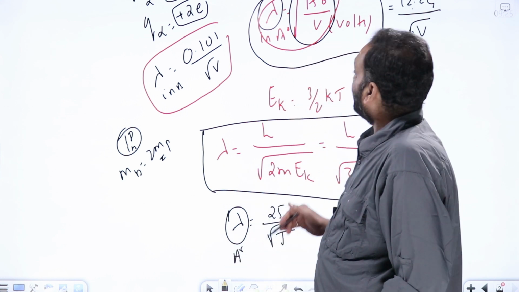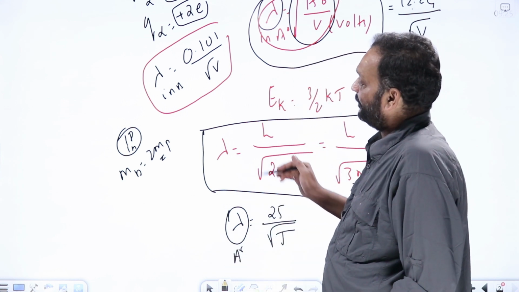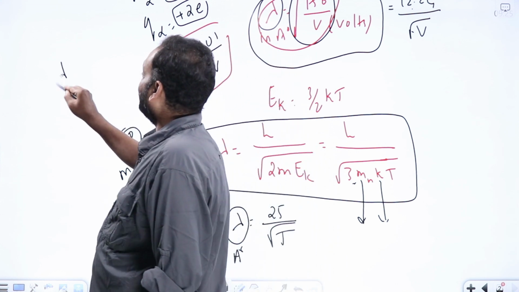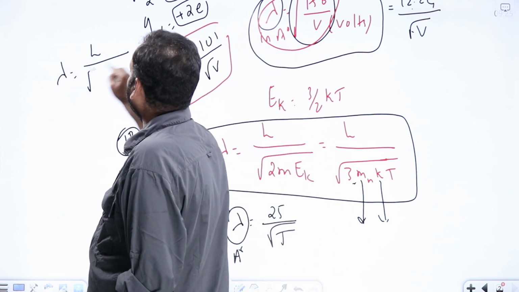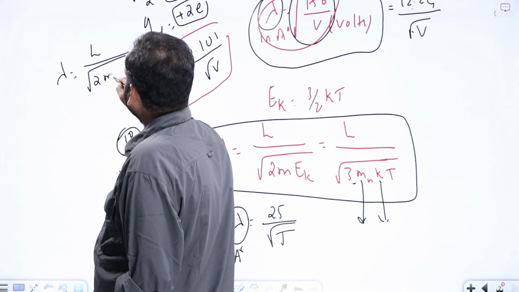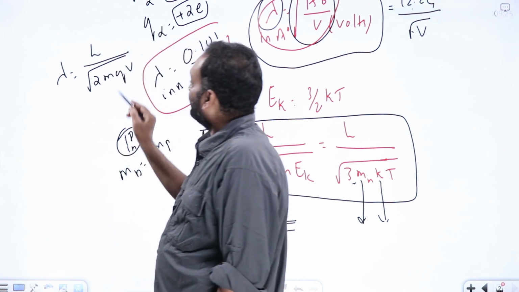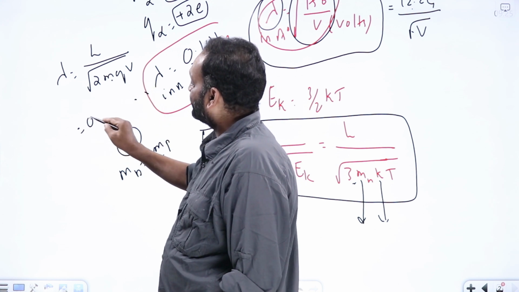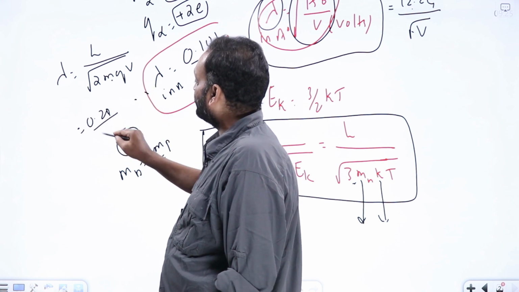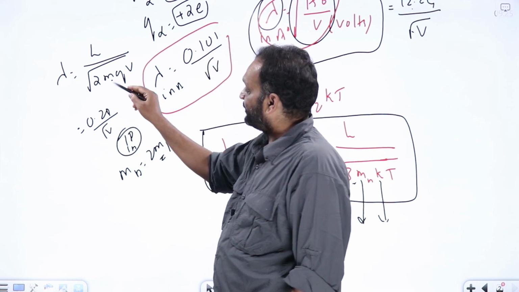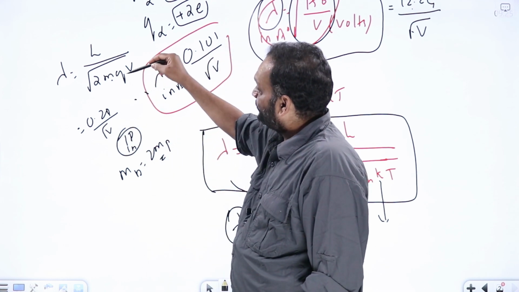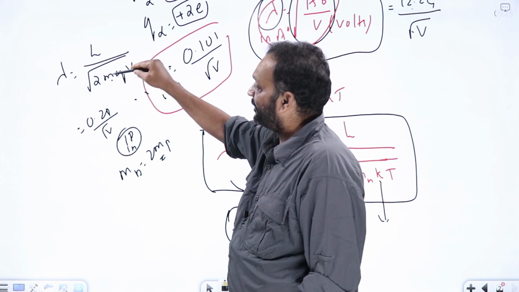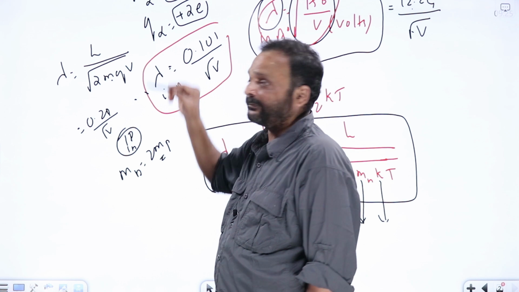So what will be the difference between the formula for proton and the formula for deuteron? Lambda equals h by under root 2mqV. When I put the mass of the proton and charge of the proton, I got 0.28 by root V volts. What's the difference between proton and deuteron? Charge is the same for both. The only thing is that the mass of the deuteron is double that of the proton.